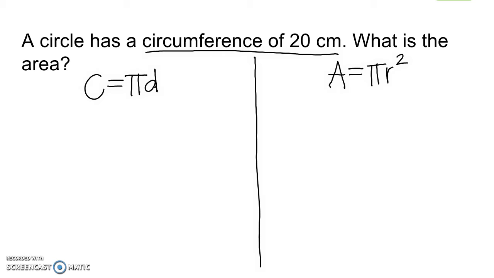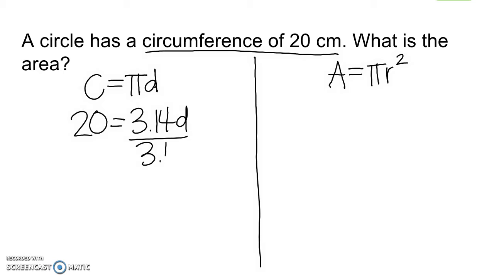I'm going to plug in 20 for the circumference, 3.14 for pi, and this is going to let me find what the diameter is. I'm going to divide by 3.14. So take your calculator and let's do 20 divided by 3.14. And remember, we're going to round to the thousandth place.